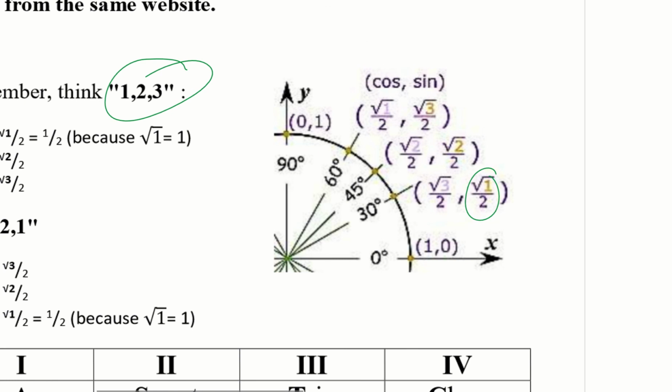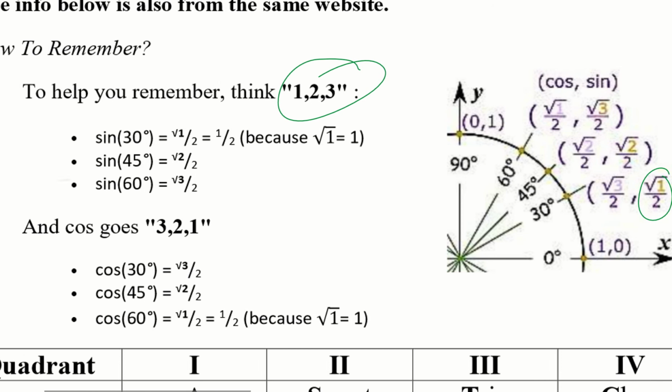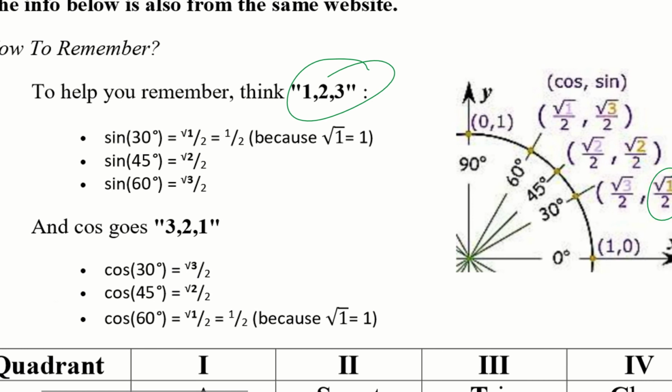So we've been writing this as 1/2. But if we were to write the square root of 1 over 2, it would mean the same thing. All right, and then cosine goes 3, 2, 1. So remember, sine is all of our y values, and cosine is all of our x values.